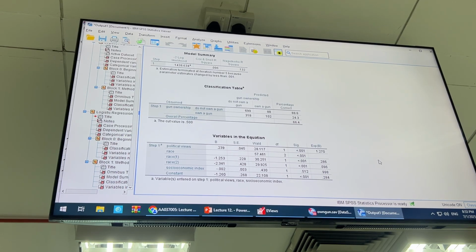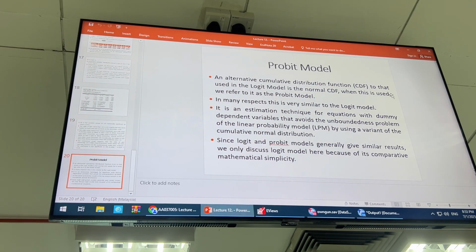That is the exponent of the estimated coefficient. And there is another model, which we call probit. You can explore this one, it is an alternative cumulative distribution function to that used in the logit model, the normal CDF. When this is used, we refer to it as the probit model. In many respects, this is very similar to the logit model. It is an estimation technique for equations with a dummy dependent variable that avoids the unboundedness problem, so between 0 and 1, the same advantage as compared to the linear probability model.